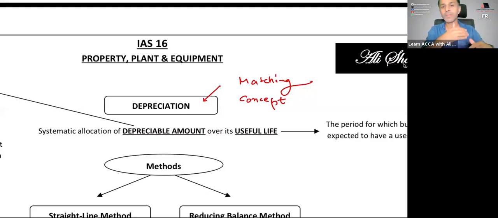Benefits come a number of years in. Cost you just incur today. So how can I match the same cost with all those next years of benefit? By depreciating, spreading the cost out over the life, making me match it with the benefits that the asset generates. It's a simple idea of depreciation.